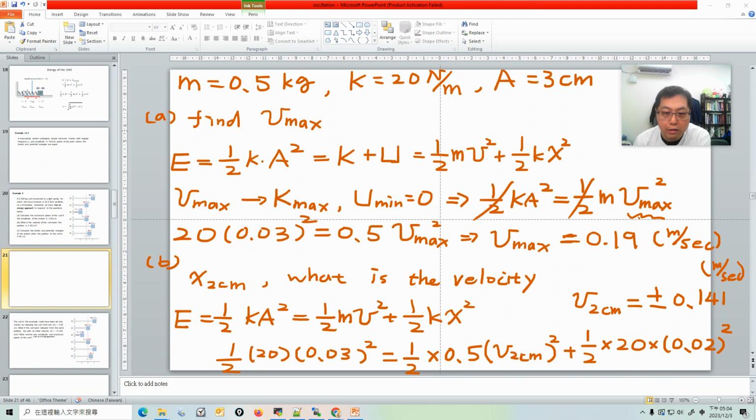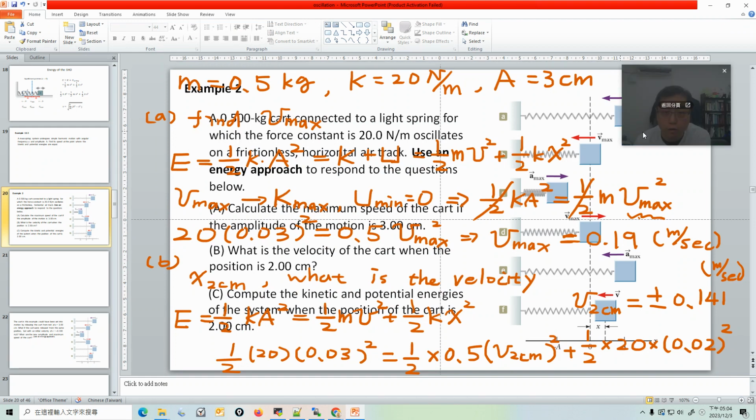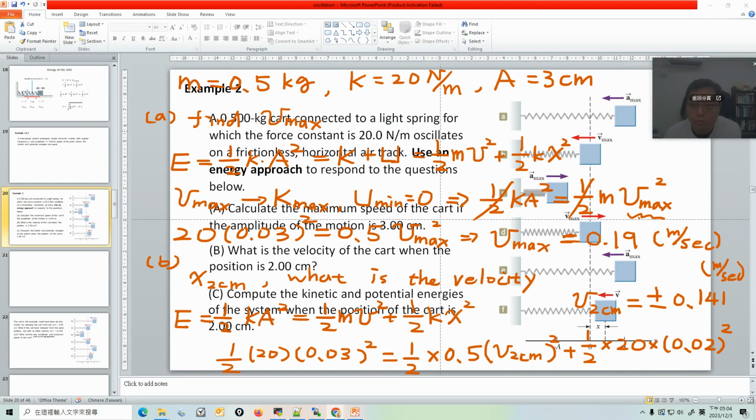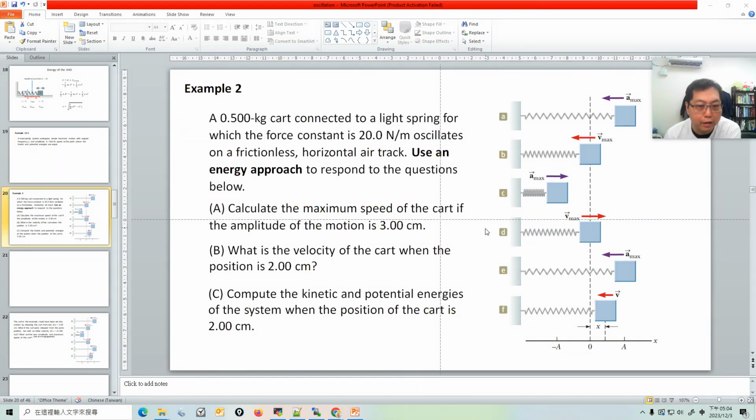Okay, so let us look back at these figures. That's why we need this figure to answer problem B. It says the amplitude is 3, so here is 3. And it asks for the velocity of the car when the position is at 2. So that means it's somewhere here. I'll say the 2 means plus 2.